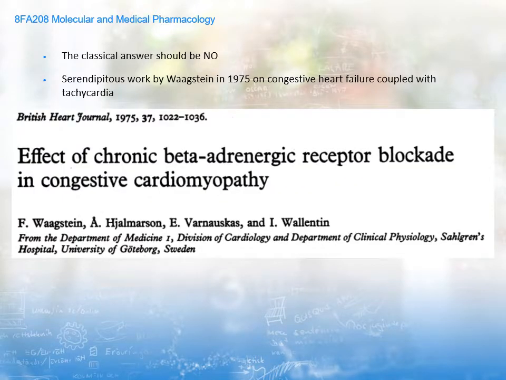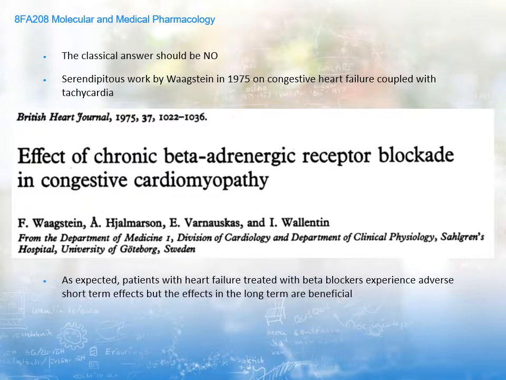Well, interestingly, Swedish doctor Fredrik Wangstein in 1975 used beta blockers in patients with congestive heart failure. Wangstein decided to use that because he had a group of patients in the terminal phase of heart failure. There was nothing that could be done for them, and they decided to treat these failing hearts with beta-adrenergic blockade. This was published in the British Heart Journal in 1975, showing interesting effects.